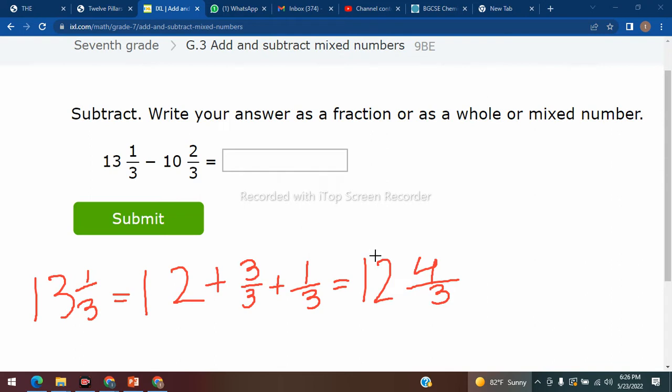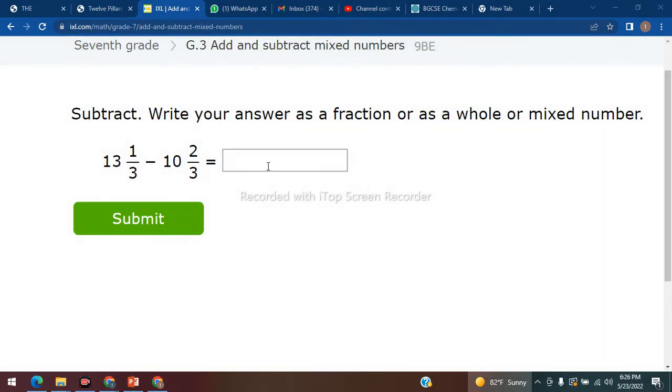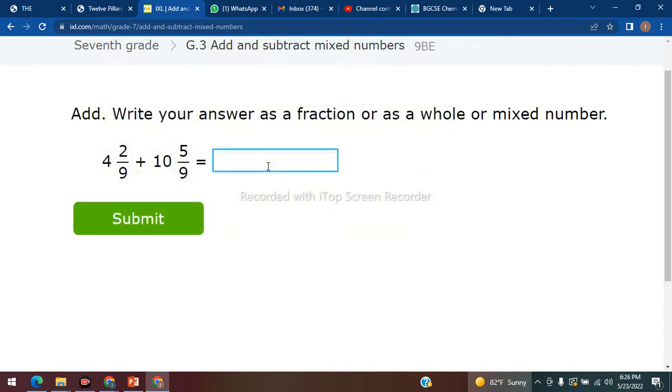So what is 12 minus 10? 2. And what is 4 over 3 minus 2 over 3? It's 2 over 3. My fault, I thought you said 3 over 3 minus 4 over 3. And so the answer is 2 and 2 over 3.